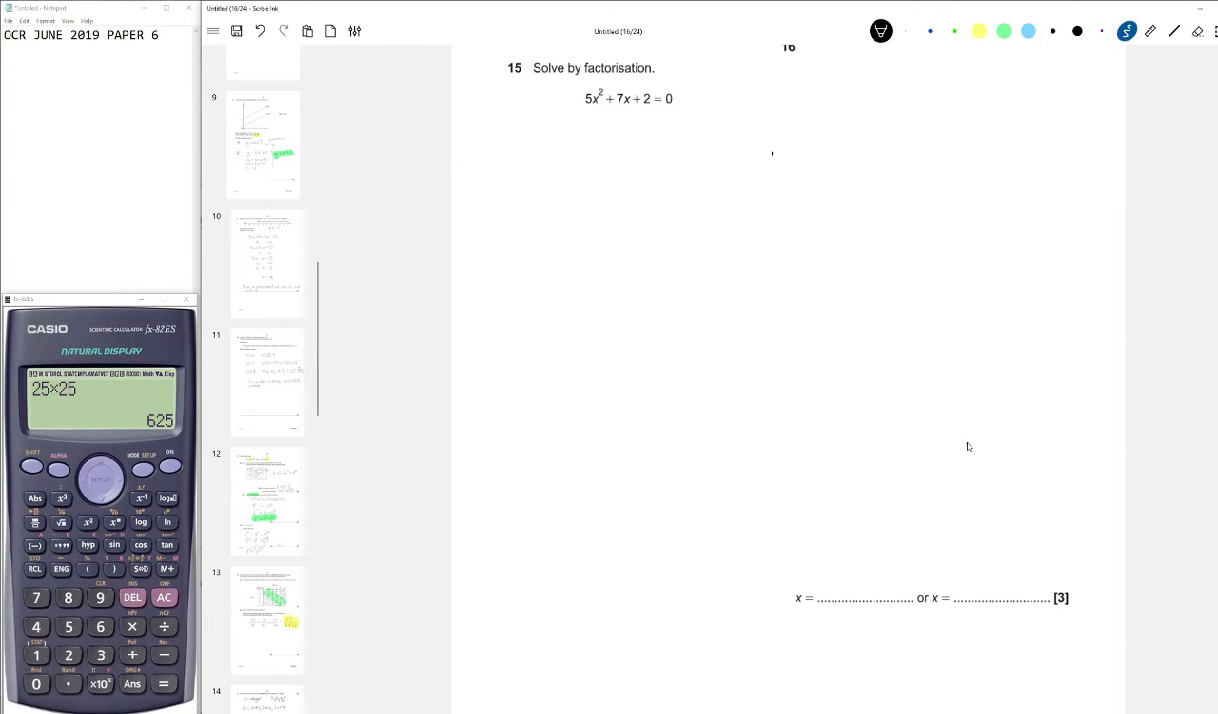Question 15. Solve by factorization. 5x squared plus 7x plus 2 equals 0. Now make sure you solve by factorization. A lot of people lost marks because they tried to solve by completing the square or the quadratic formula. So the way you have to do this is I'm going to split the 7x into two numbers. Something x and something x.